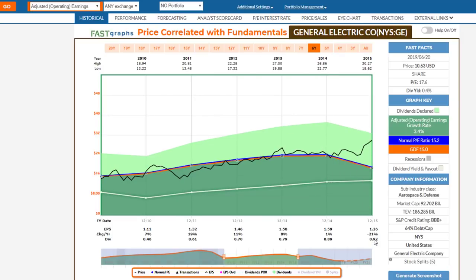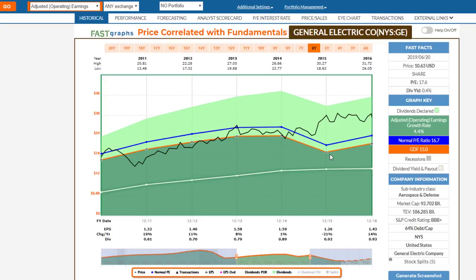But then along came 2015, and once again, we saw some weakness in earnings. We actually had a 21% drop in earnings. Now, at this point, General Electric stock price held up. You'll notice it continued to grow. And then if I move this over 1 year, we had an increase in earnings of 14% in 2016, and that kept the price up.